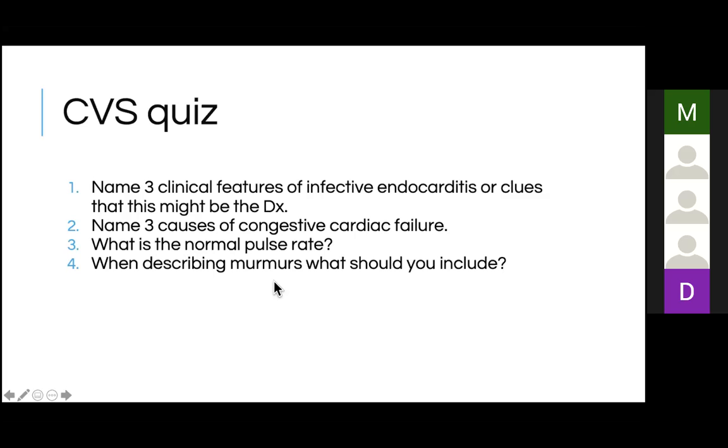So what's the normal pulse rate? Question number 3. So 60 to 100, good. And then just when describing murmurs, what should you always include in the OSCE? Grade of the murmur. Yeah, the grading. Whether it is systolic, diastolic, good. What are the features that increase the murmur, like position, postural variation, or respiratory variation? Good. And the site of the murmur. Good. Whether any radiation or conduction. Yeah, and radiation. Good. So just to recap, that was location, accentuated by inspiration or expiration, or position, so sitting up or lying back. And then radiation and the grade of the murmur.